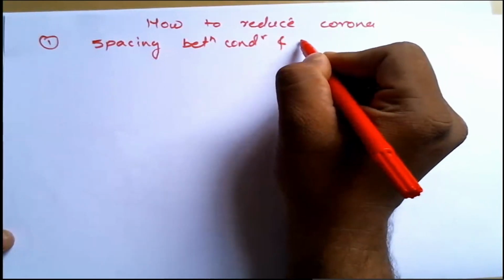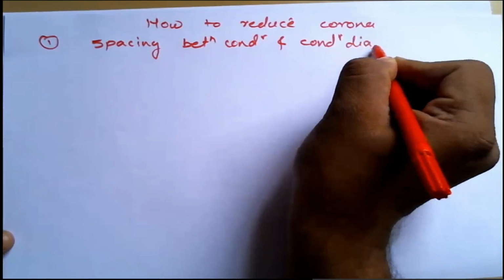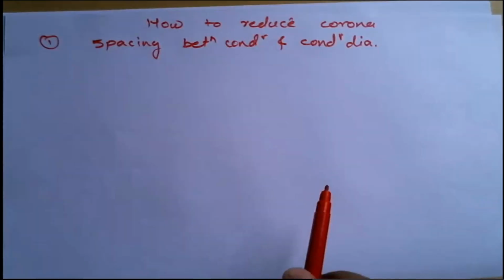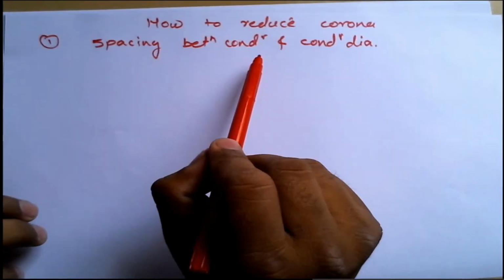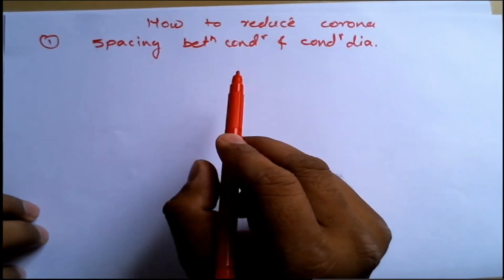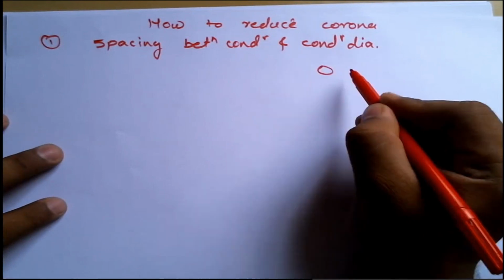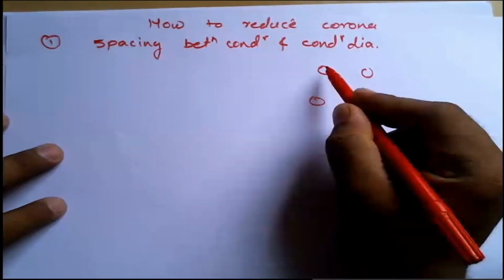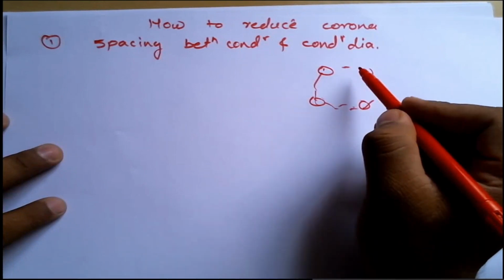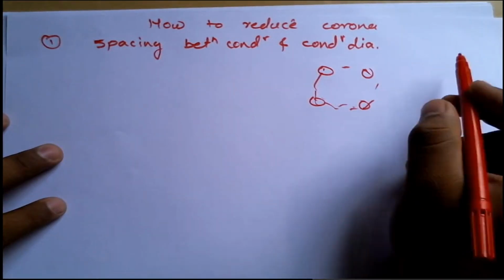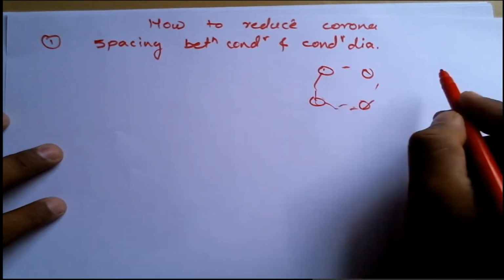And conductor diameter. So by increasing the conductor diameter or by increasing the spacing between conductors, we can decrease the corona. In so many cases, in case of extra high voltage AC transmission, they are using bundle conductor. By using bundle conductor and increasing the spacing between two adjacent conductors, the corona loss is decreased.